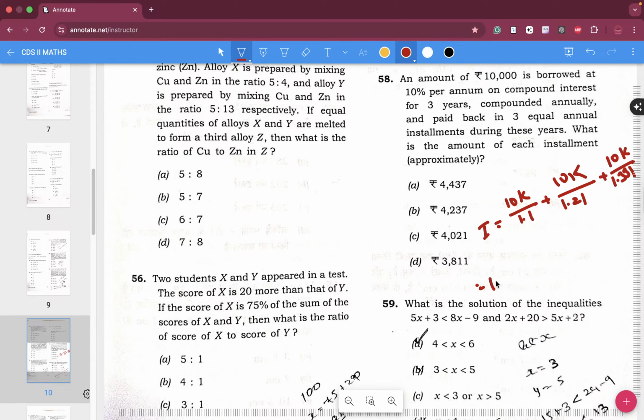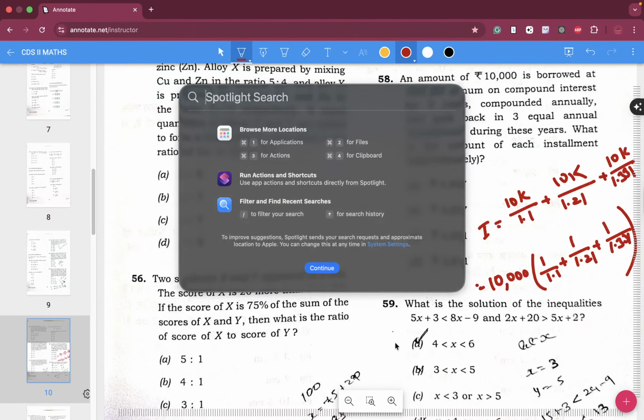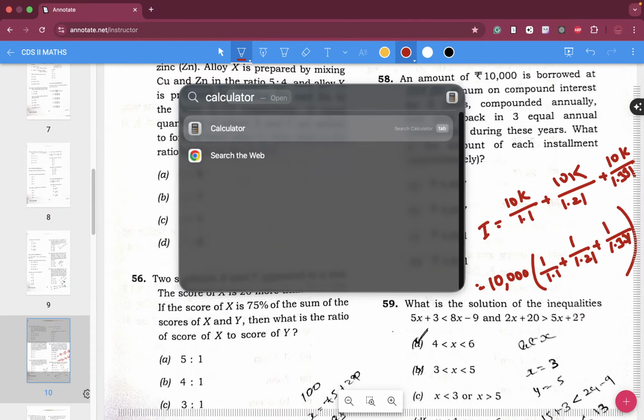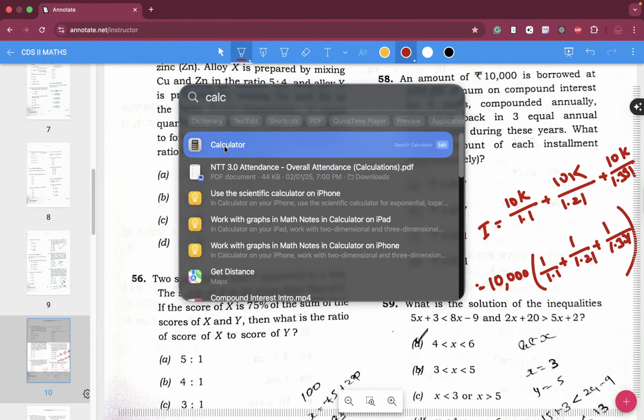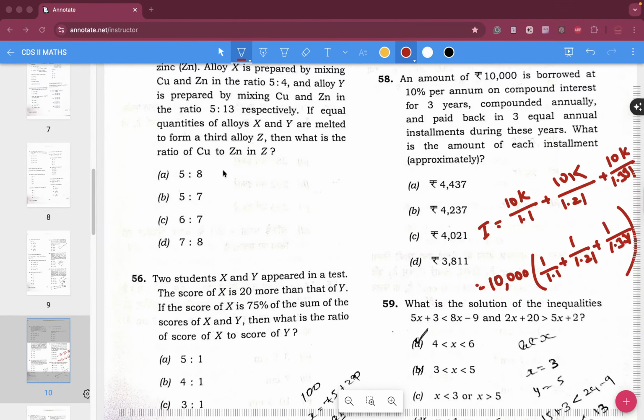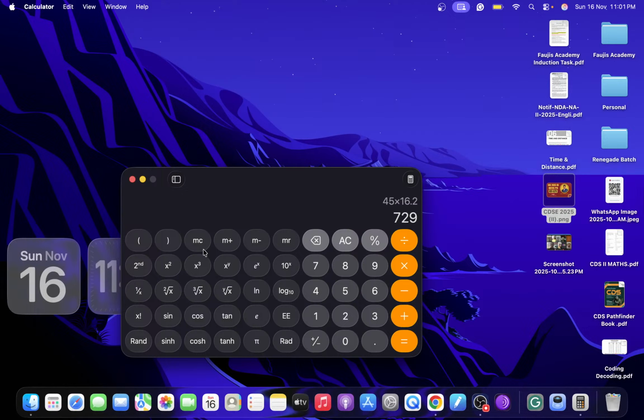And over here you can take 10k, or otherwise 10,000 common. 1 divided by 1.1 plus 1 divided by 1.21 plus 1 divided by 1.331. Now this calculation, I'll take the help of my dear calculator. I hope you can see my screen. So what we were supposed to do is 10,000 into bracket.